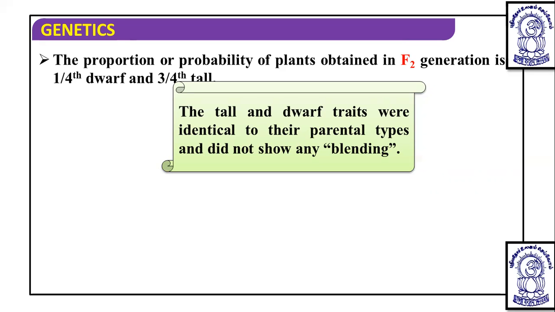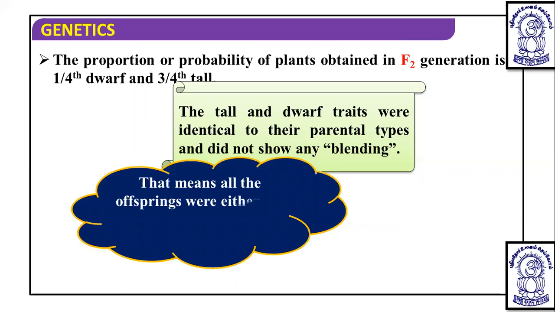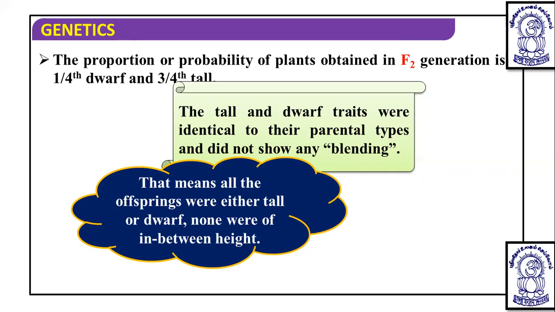So the tall and dwarf traits of the offspring are identical to their parental traits, and any intermediate or blended expression is not observed. Any mixed expression is not observed. You will not see anything like semi-tall. That means all the offspring were either tall or dwarf. None were of in-between height when monohybrid crosses are followed. You will not find any plant of intermediate height.